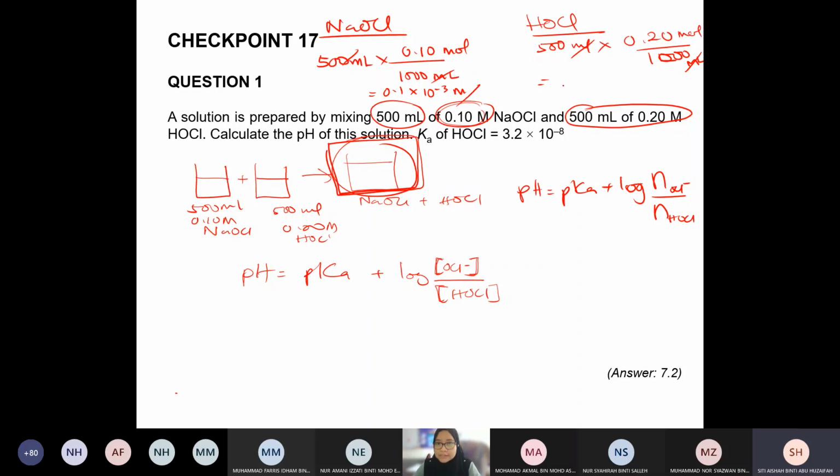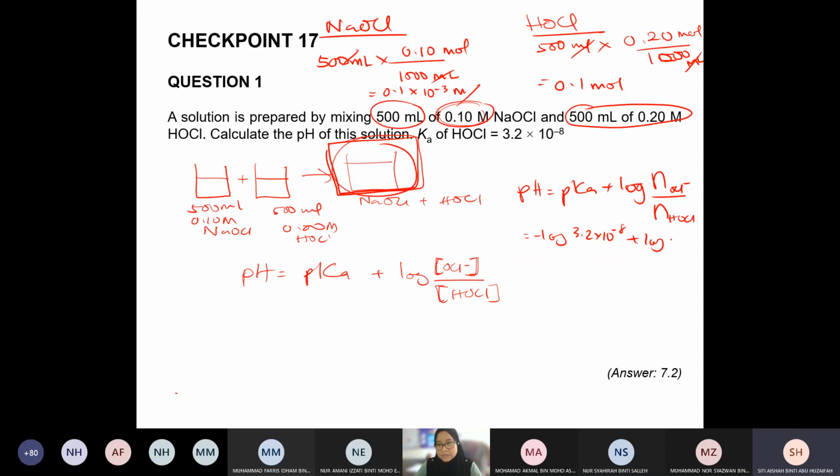0.1. Betul ke? Sama tak? 0.1 mole. Is it? Guys? Easy ke? Betul, madam. Okay. Yes, alright, madam. So pKa. So you pKa kan, the negative log 3.2 times 10 to the power of negative 8. So tambah log.